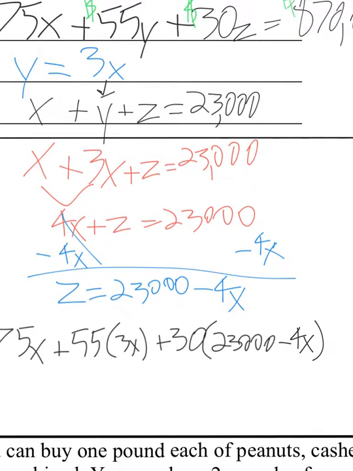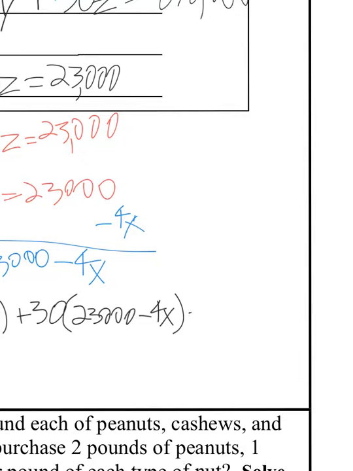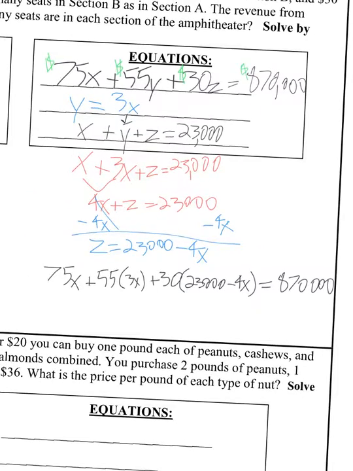All right, and then that's going to equal that huge number of $870,000. Okay, so at this point, we need to distribute, and look, we have only the letter x, so we'll be able to solve for the letter x, then we'll get our answer for x and just plug it into the z equation and get the z answer, and plug it into the y equation and get the y answer.